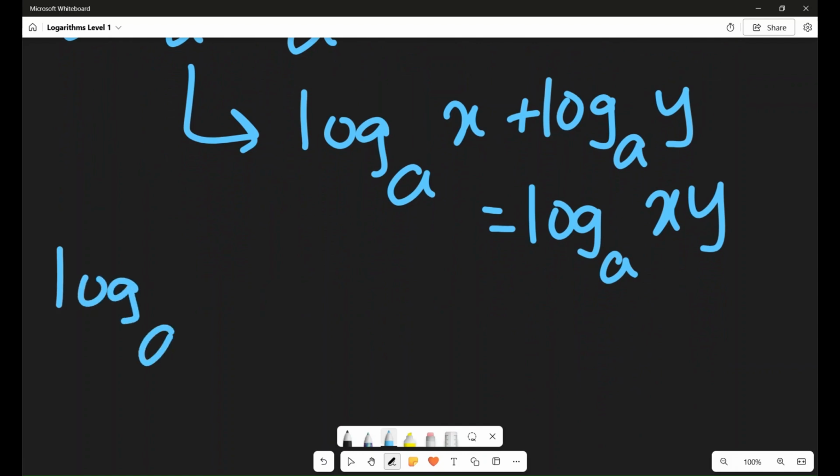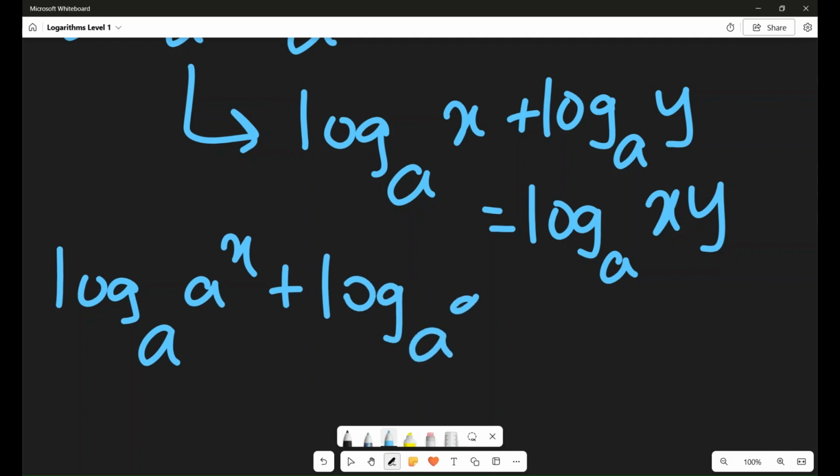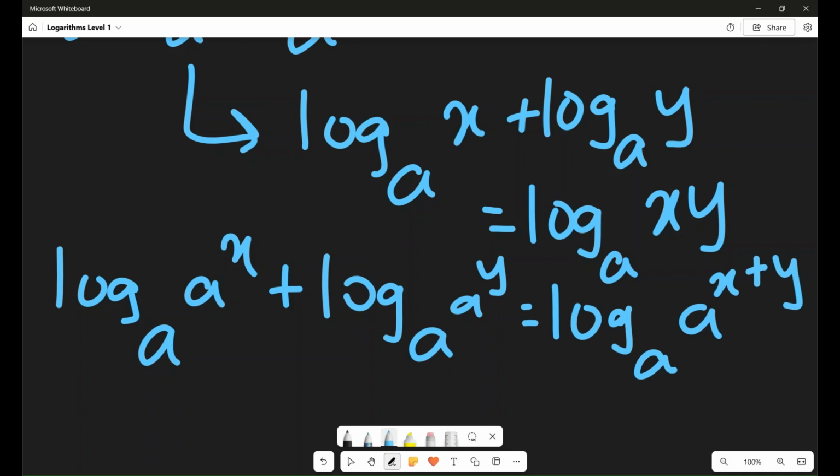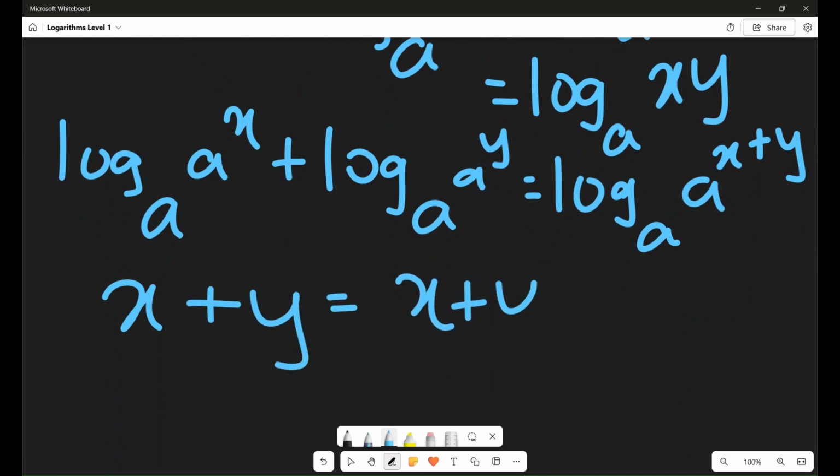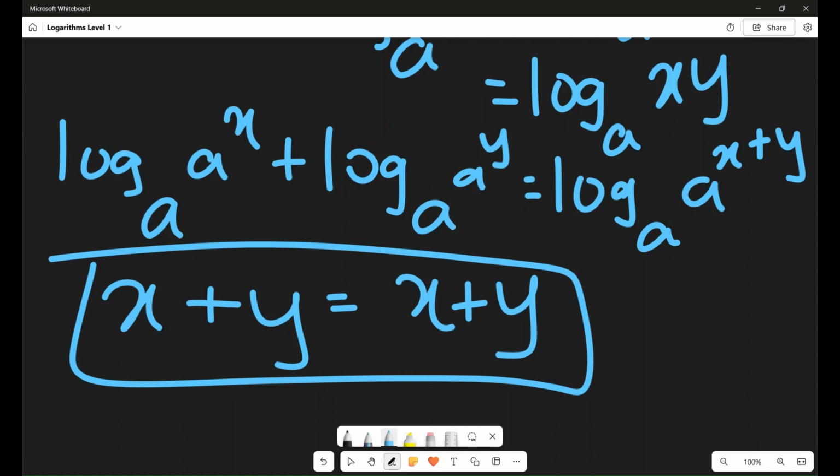Then what we have becomes way more obvious, right? So log base a of a to the power of x plus log base a of a to the power of y equals log base a of a to the power of x times a to the power of y, but we know that's just a to the power of x plus y from our exponent identity above, right? Now, on the left side, we have x plus y. On the right side, we have x plus y. And wow, they're equal, right? So that's another property.